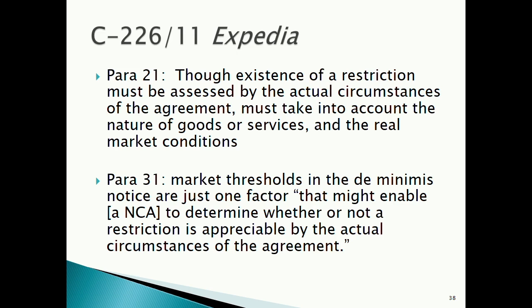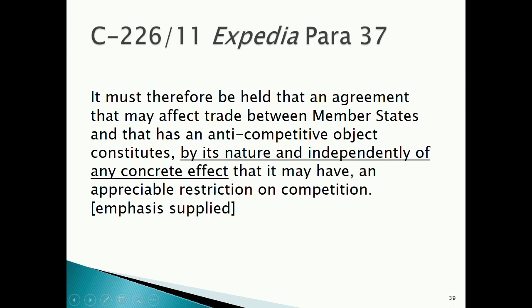The reference is in your syllabus. Okay. The de minimis notice, Expedia. You look at the accounting nation goods and services; de minimis is just one factor. It's the legality. But it points out that in an object restraint, it is by its nature, and independently of any contract effect, an appreciable restriction on competition.